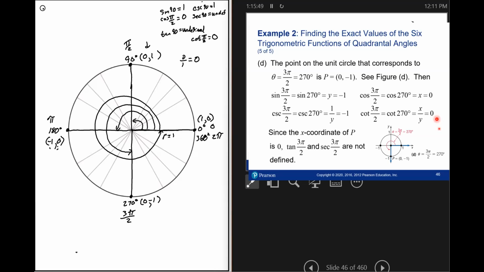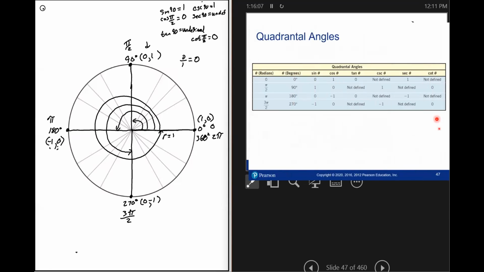Okay. The quadrantal angles are easy. Yeah, I know some of y'all are thinking, yeah, right. But actually they are compared to some of this other stuff we're going to be doing. All right. And here's a table that shows those.